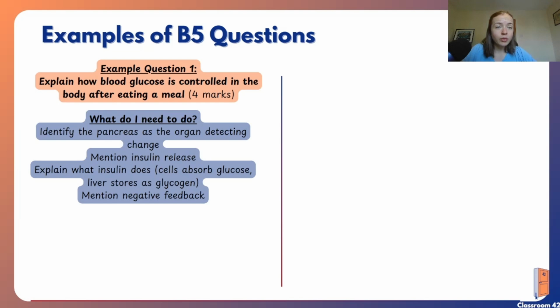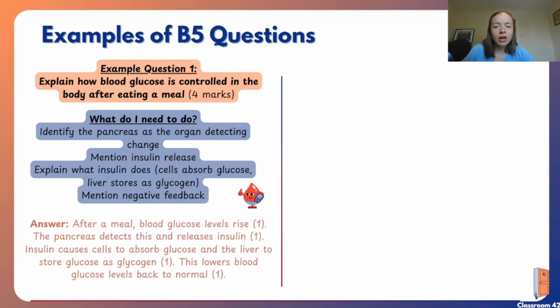So I would personally first identify the pancreas as the organ detecting the change and mention the release of insulin to make it clear we know that's the hormone acting on the blood sugar concentration, and then explain what insulin does, and if you can, put it into the principle of negative feedback. So here's an example answer. So after a meal, blood glucose level rises. The pancreas detects this and releases insulin. Insulin causes cells to absorb glucose and the liver to store glucose as glycogen, and this lowers blood glucose back to normal.